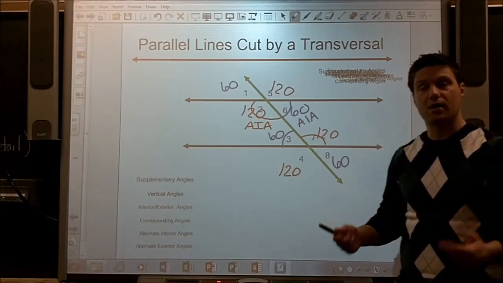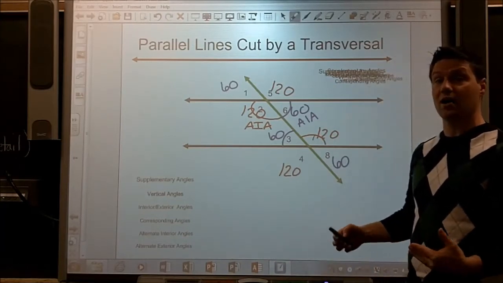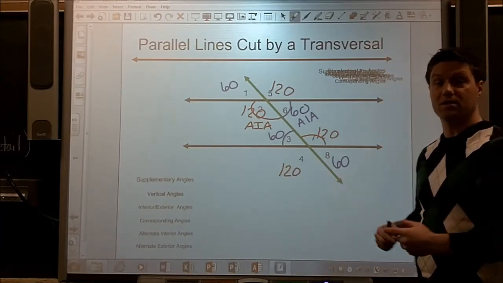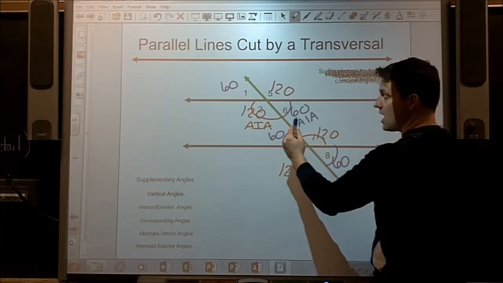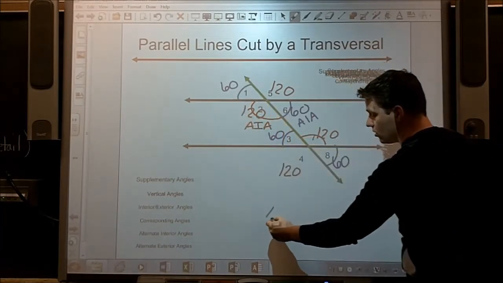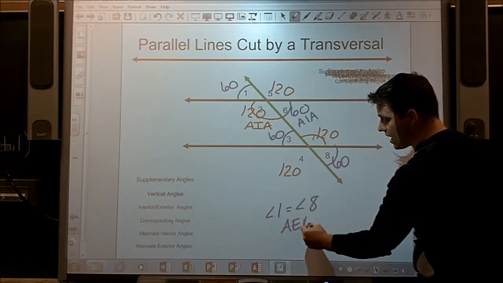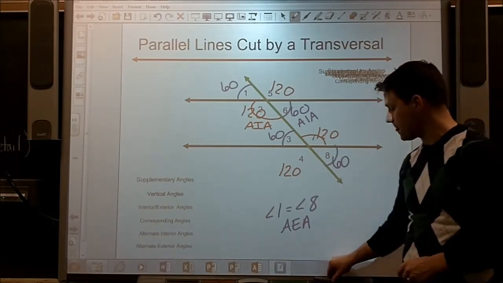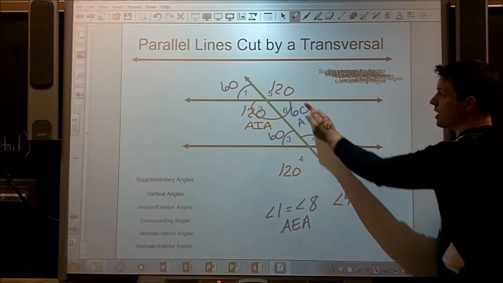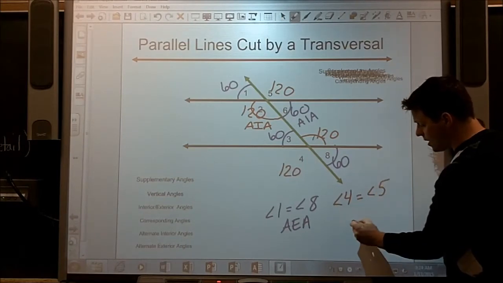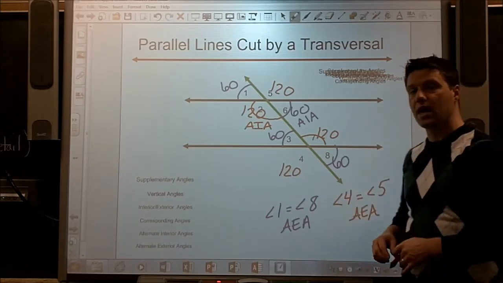We should piggyback off of that and do our alternate exterior then. Alternate exterior are going to be on the outside of our parallel lines, but they're going to be on opposite sides. So this angle 8 here is on the opposite side and exterior with angle 1. So angle 1 is going to equal angle 8, because they are alternate exterior angles. Same with our other pair of alternate exterior. Angle 4 is going to equal angle 5, and the reason why, alternate exterior angles. So that's the vocabulary behind this.